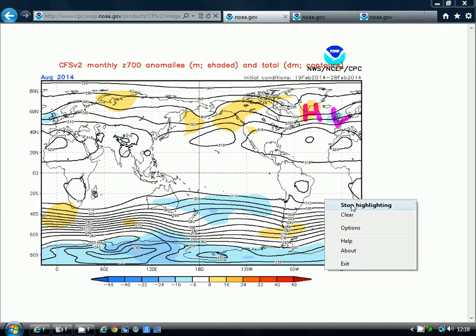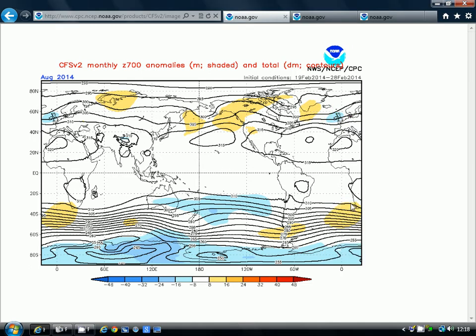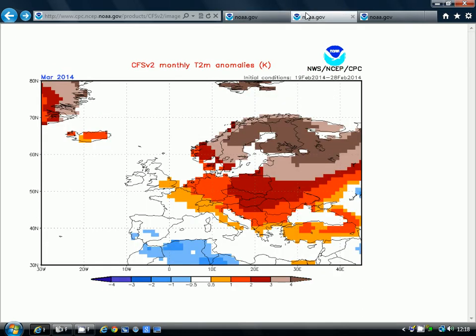So after this dreadful winter, the CFS model is not seeing a particularly good summer. That would be a real kick in the teeth, I think, after this horrible winter we've had. But there we go. It's not seeing a very nice summer at all this year. Let's have a look at the temperature and precipitation charts.